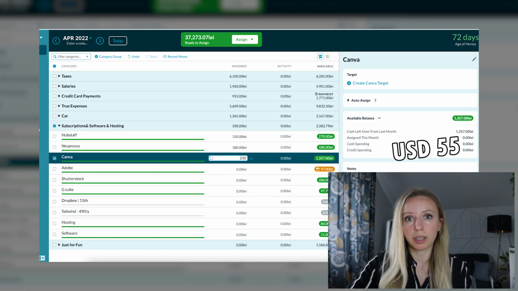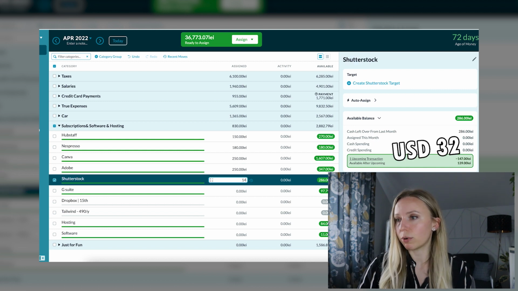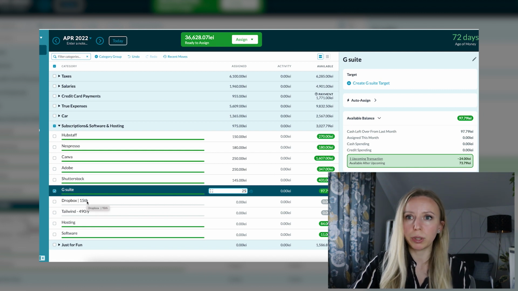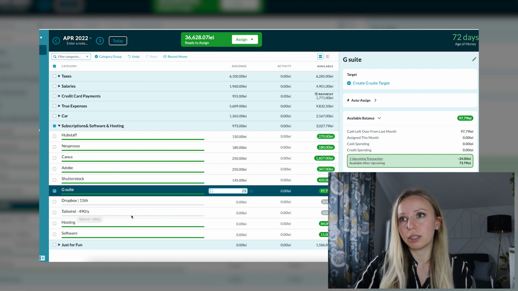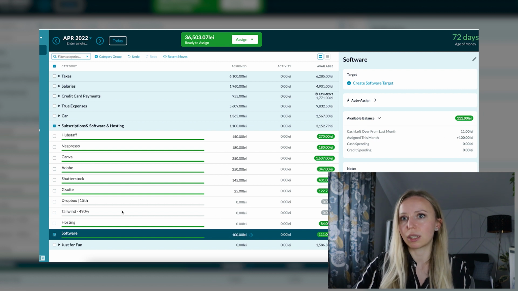Canva is 50 because I have two accounts. Adobe Creative Suite is 250 because that's how much it costs. Shutterstock 145. Gmail Suite, this is for the upcoming website. I don't use Dropbox at the moment. And Tailwind is paid at the beginning of every year. This is paid in January. This is a scheduling software for Pinterest. Hosting was paid 2 months ago, and I don't plan to buy any software now, but if something comes up, let's add 20 euros in that category too.